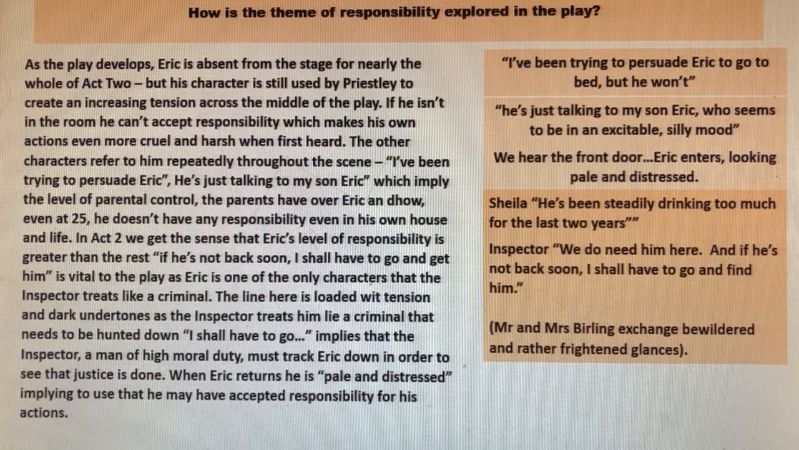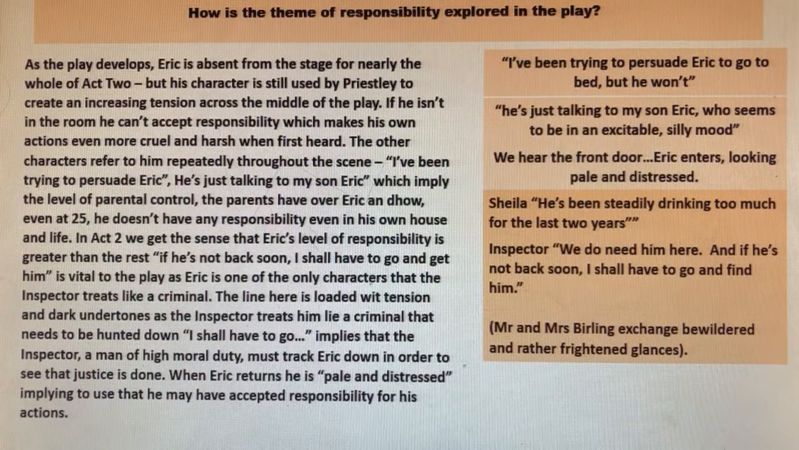"If he's not back soon, I'll have to go and get him." This is vital to the play, as Eric is one of the only characters that the inspector treats like a criminal. The line here is loaded with tension and dark undertones, as the inspector treats him like a criminal that needs to be hunted down. "I shall have to go" implies that the inspector, a man of high moral duty, must track Eric down in order to see that justice is done. When Eric returns, he is pale and distressed, implying that he may have accepted responsibility for his actions.